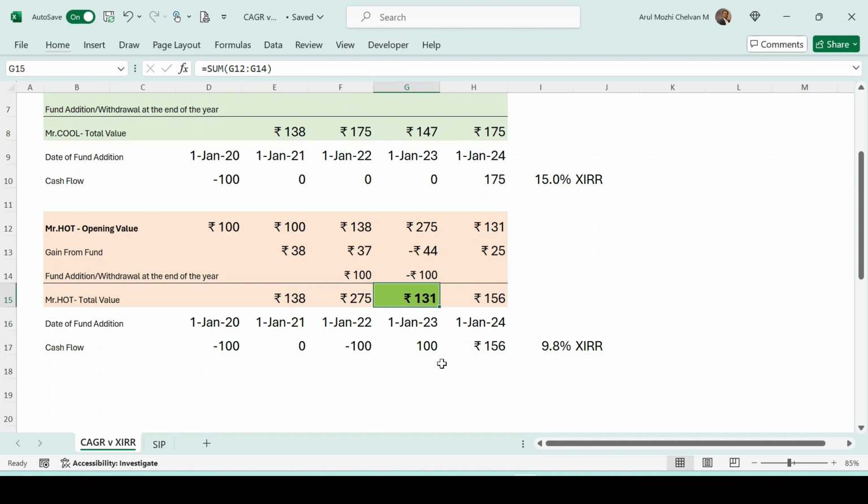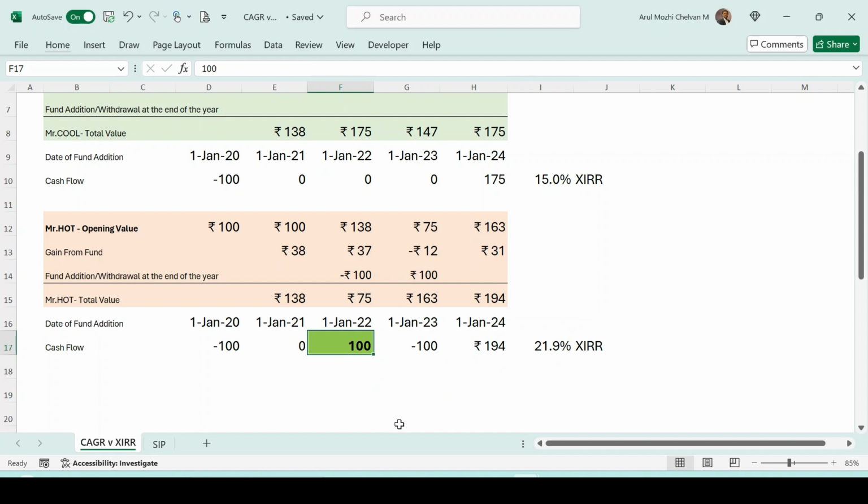If Mr. Hot invested the opposite way, that is withdrawing during negative return and adding funds during positive return, the XIRR would have been higher. Let us see. At the end of second year, he withdrew 100. So this is a cash inflow for him. At the end of third year, he added funds. That is a cash outflow for him. You can see the XIRR yields 21.9%. Here, the timing of investment is perfect. So that is why you are able to generate an XIRR of 21.9%, which is higher than the fund.